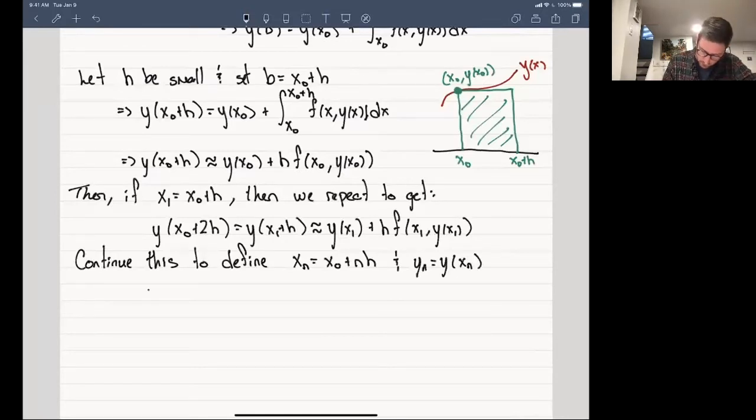Then you get this iterative scheme, yn plus 1, the next one. So maybe I should make that nice and clear. You can get the next point forward by just knowing what's happening at the current point and adding this little slope piece to it.